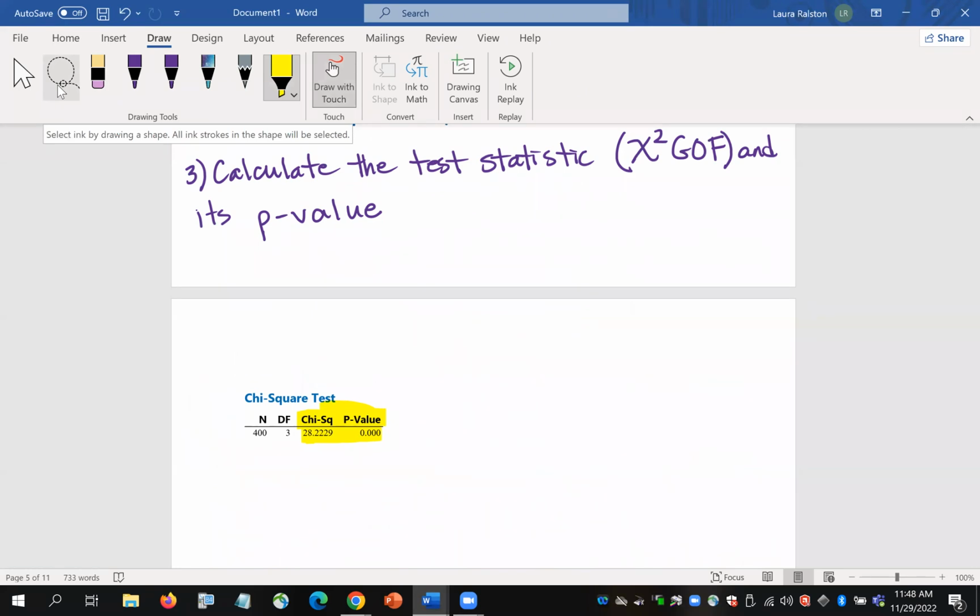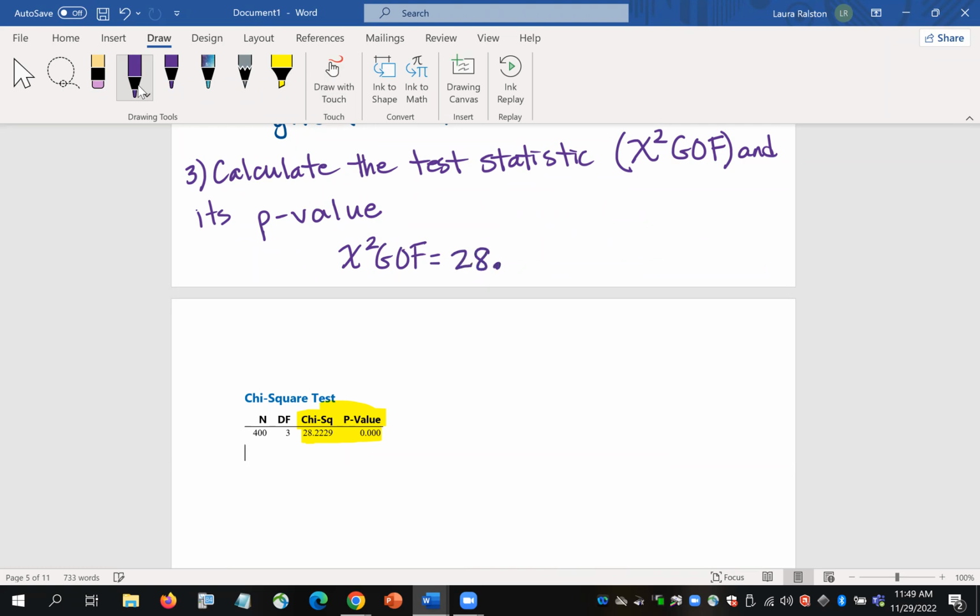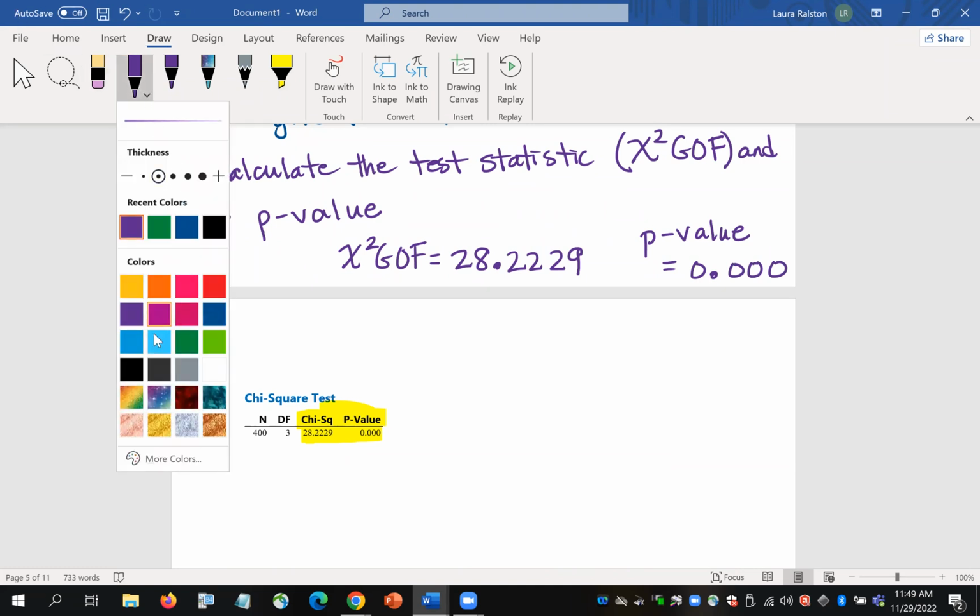So my test statistic, sorry about that, forgot to change back to my pen. My chi-square goodness of fit test statistic is 28.2229, and my corresponding p-value is 0.000, which is really just plain old 0. But again, it depends on how many decimal places you may be asked for.